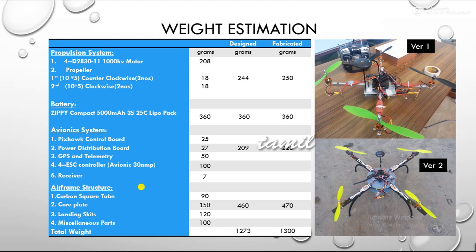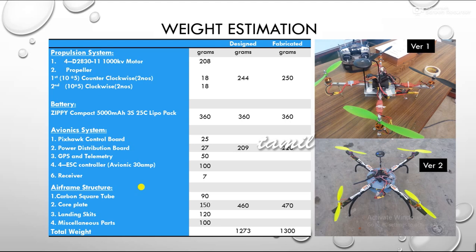Counterclockwise propeller 2 numbers and clockwise propeller 2 numbers, each propeller having 18 gram weight. So our total fabricated weight is 250 gram. And then we are using a LiPo battery, 5000 mAh, 3 cell. Battery weight is 360 gram, fabricated weight also 360 gram.